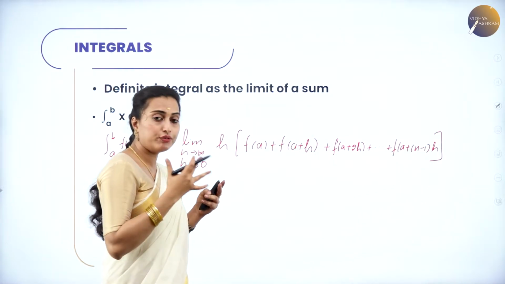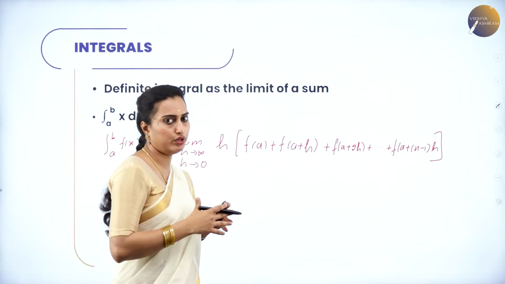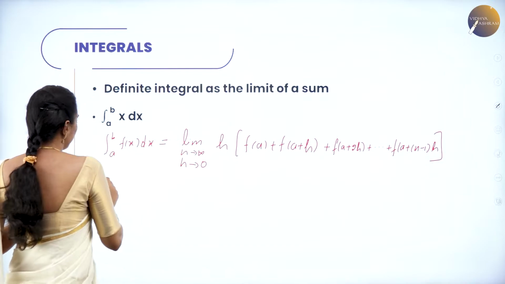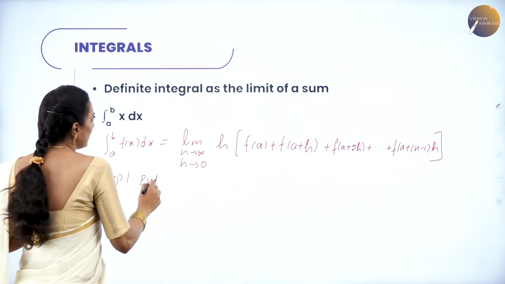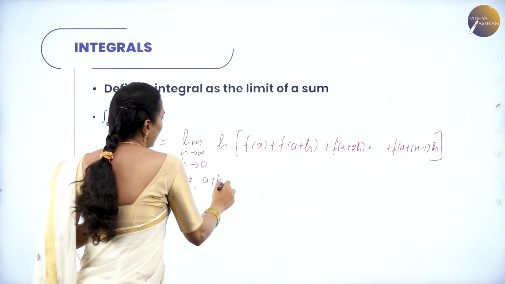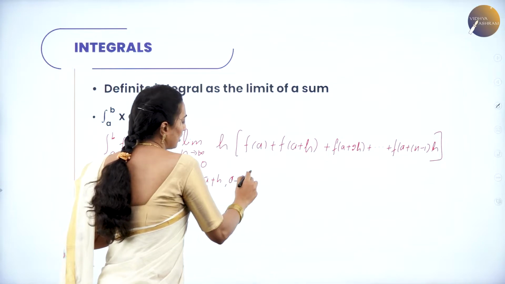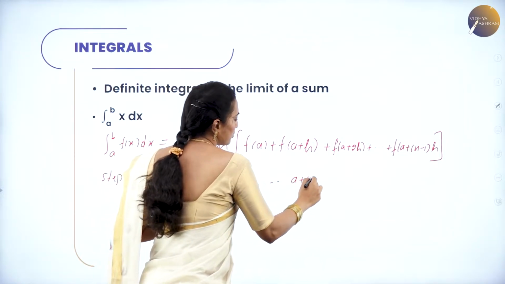This is how you are going to write the formula first, and then what is the step 1 you are going to follow, dears? Step 1 is like this. Step 1: put values of x equal to a, a plus h, a plus 2h, up to a plus n minus 1 into h.